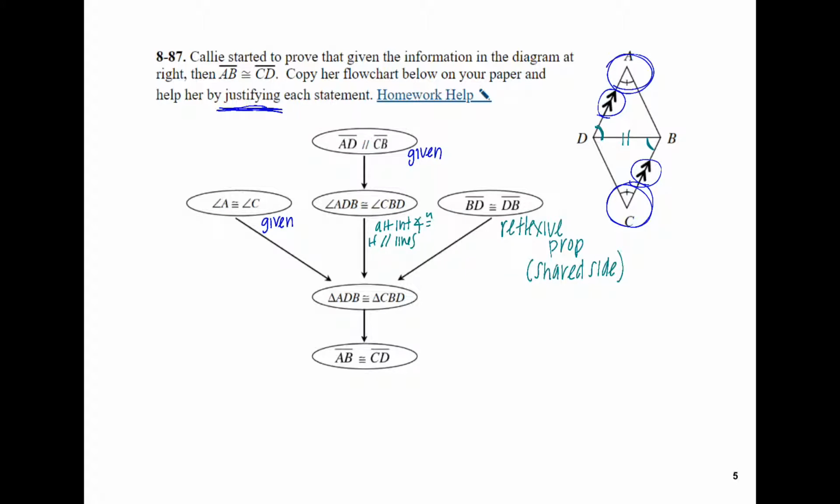Then we can prove that triangle ADB is congruent to triangle CBD, and we know that because of the angle-angle-side congruency theorem. We then can prove that line segment AB is congruent to line segment CD, because anytime we prove that our triangles are congruent, it implies that we have congruent parts, and in this case, more specifically, congruent sides.